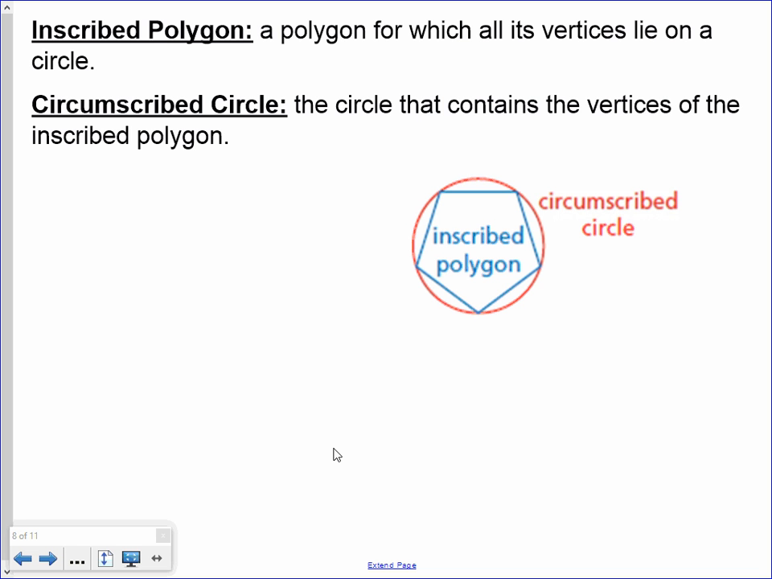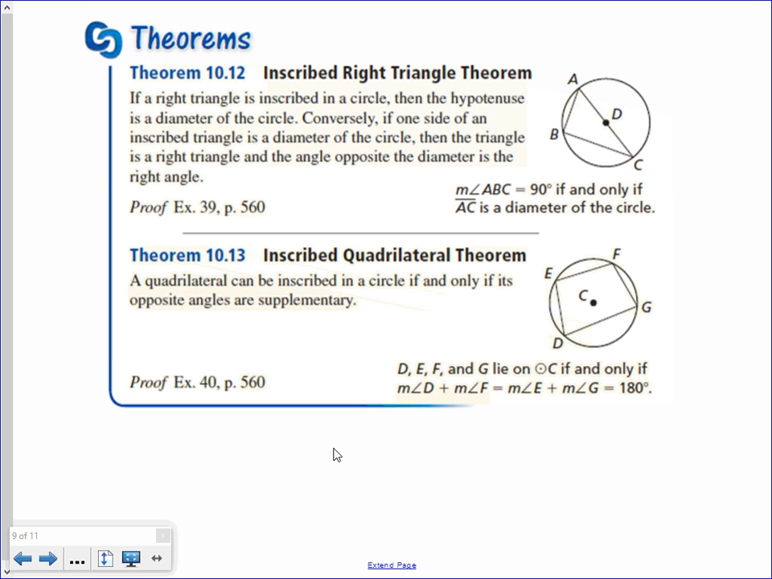So we're going to go over 2 theorems here, one involving a triangle and one involving a quadrilateral. So what makes something a triangle? 3 sides. What makes something a quadrilateral? 4 sides. All right, our first theorem here with the triangle. Let's think about this. If we have a triangle, here's a diameter. Diameters cut circles in half, yeah?